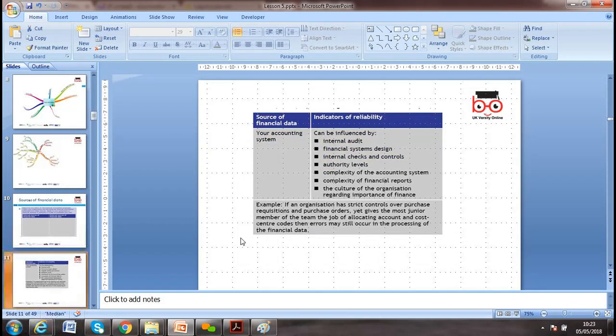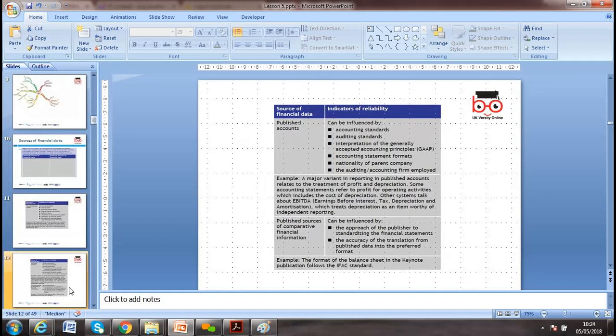So sources of the data, financial data, indicator reliability can be internal audit report, financial system design, internal checks and control, authority level, complexity of accounting system, financial reports, culture within our organization. Yes. So sources of financial data, we can look around these, and we have published accounts. These also increase the indicator of the reliability of the data. We need to look around, and on the basis of this, we can make various types of decisions.